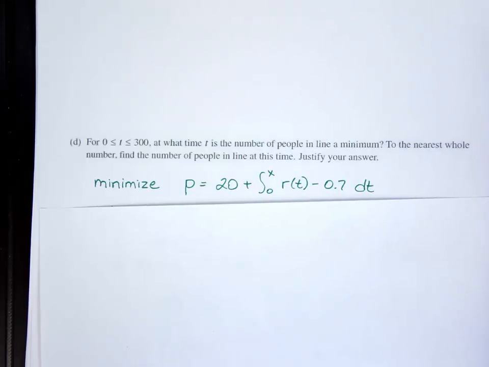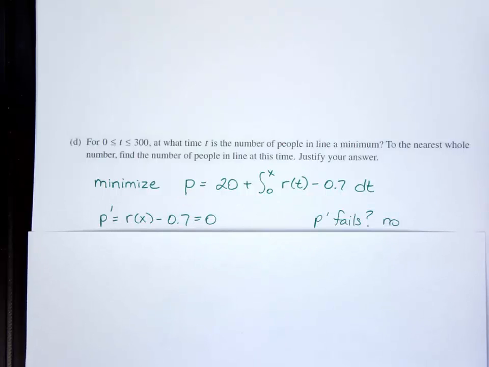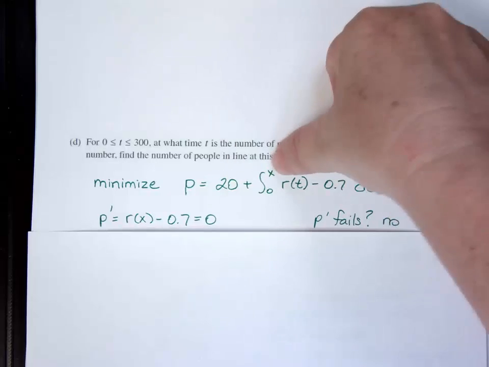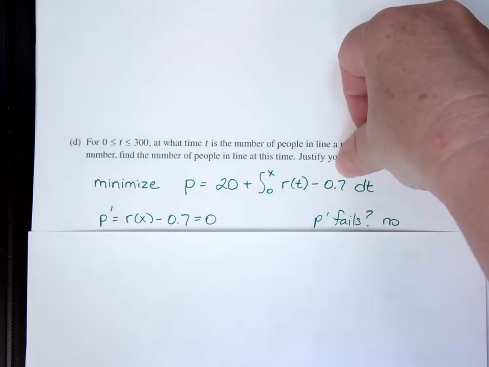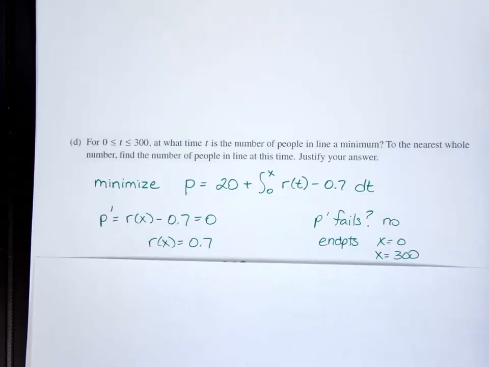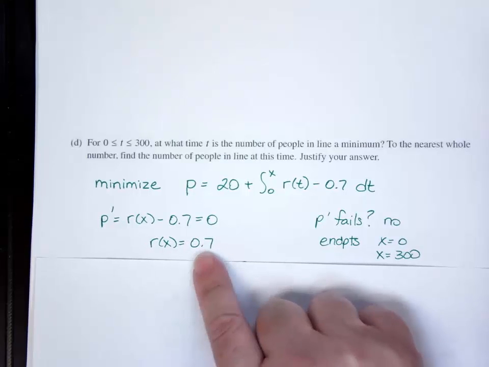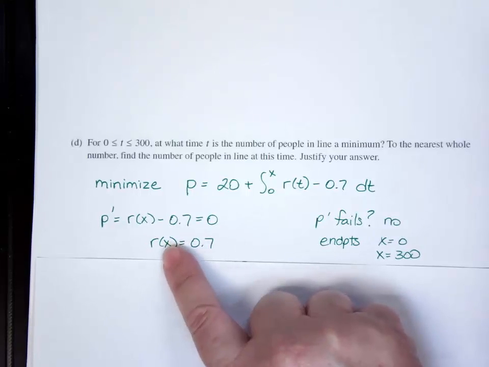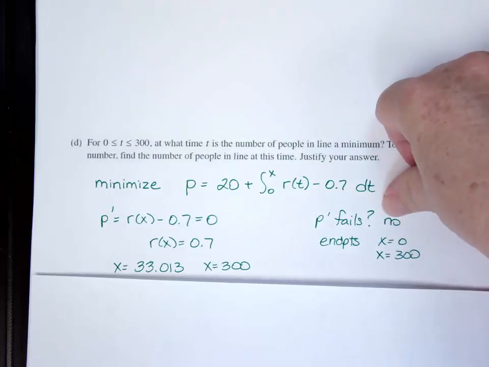So in order to take an absolute minimum, just like a relative minimum, the first thing you do is set P prime equal to 0. You take the derivative of this, the 20 falls off, and the derivative of the integral makes the integral fall off, leaving R of x minus 0.7. You set that equal to 0, and you get R of x equals 0.7. On your calculator, you could either find where these two cross, or you can move the 0.7 over, set it equal to 0, and find the zeros. You end up getting two values, 33.013 and 300. Those are the two points where it happens. So does the derivative ever fail? No.